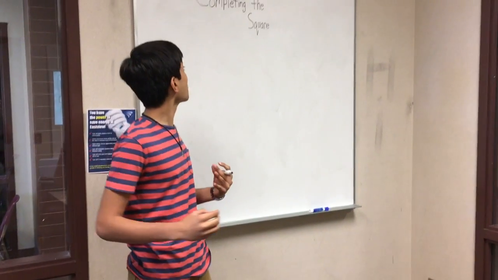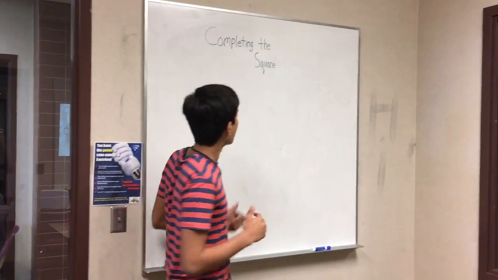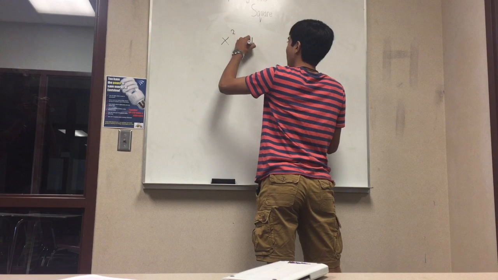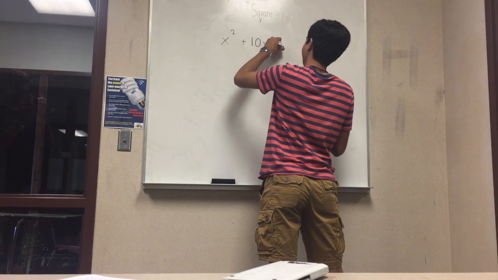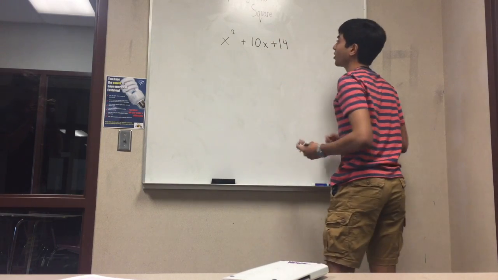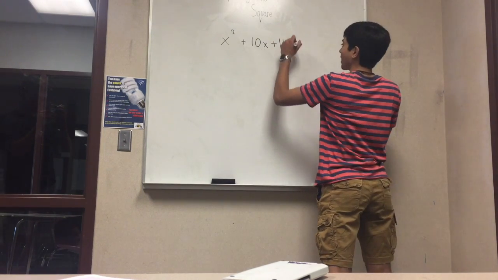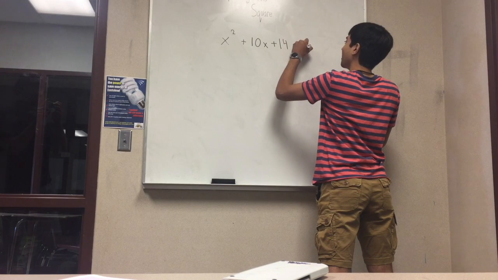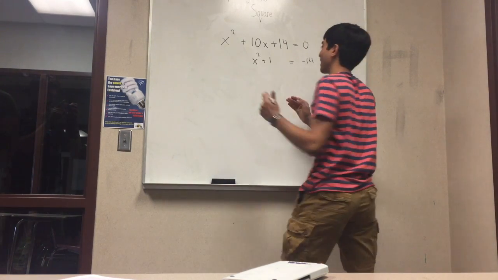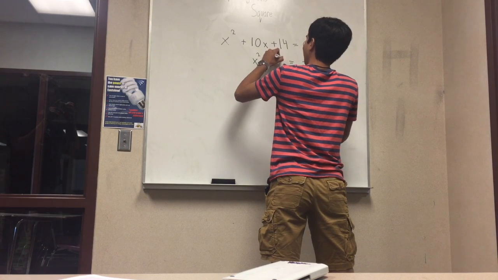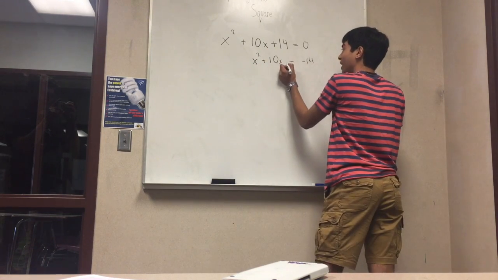Another way to factor a quadratic is to complete the square. So for example, if you take x squared plus 10x plus 14, in order to complete the square, you would then subtract 14. So you get negative 14 is equal to x squared plus 10x, and then you have a blank that you need to fill in.